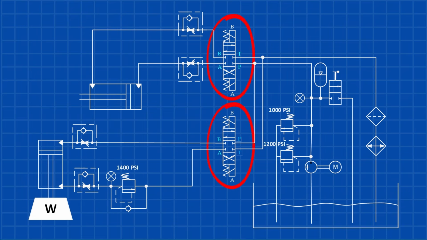Next, locate the directional control valves. These are the traffic controllers of the hydraulic system. Their job is to decide where the oil goes. I will explain later how they do that. Finally, find the actuators. In most beginner schematics, this will be a double-acting hydraulic cylinder. Now you've identified the 5 components that make up most basic hydraulic circuits: tank, pump, relief valve, directional valve, and the cylinder. Once you know where these components are, the schematic already looks much less intimidating.